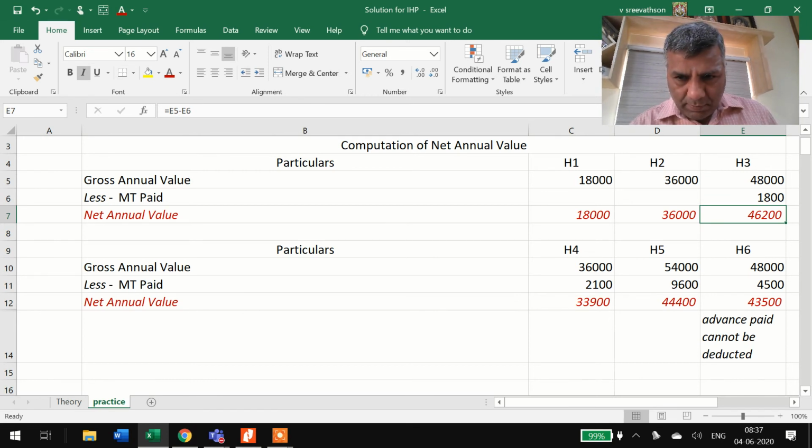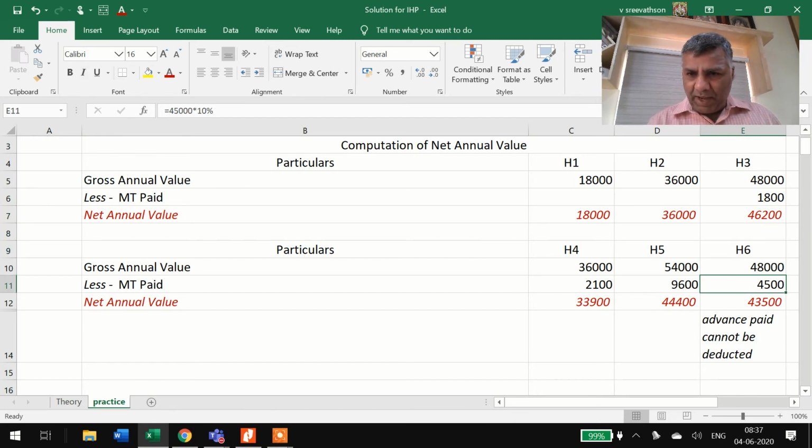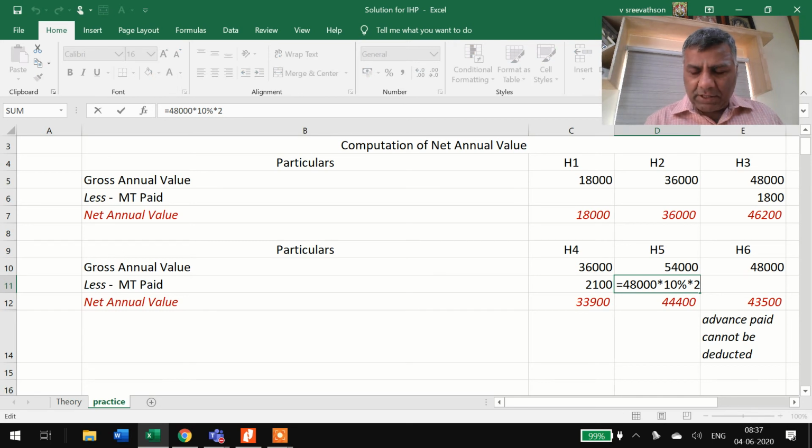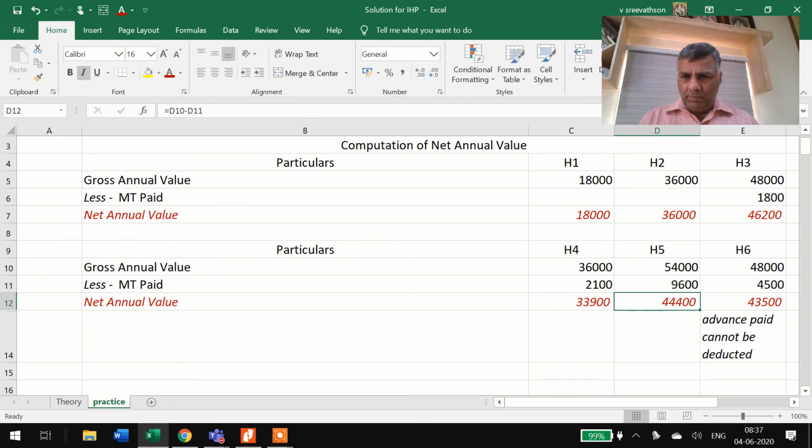Sir, Jagrati, how did you get H5? You got 54,000, Jagrati? Yes, sir. And the municipal tax paid is 48,000, the municipal value, into 10% into 2 years. Last year and current year is paid. Okay, sir.